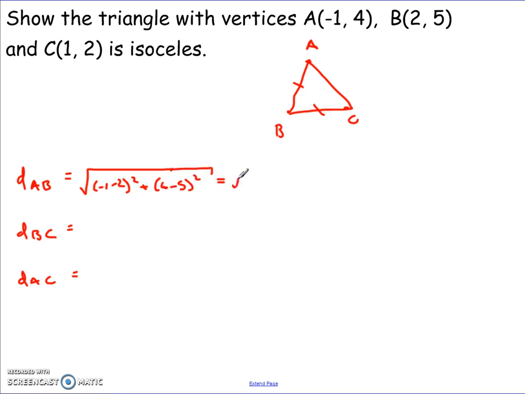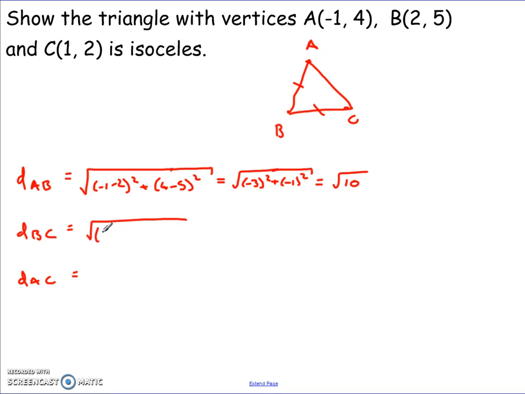So negative 1 take away 2, so that's negative 3 squared, plus negative 1 squared. Negative 3 squared is 9. Negative 1 squared is 1. 9 plus 1 gives me the square root of 10. Distance of B to C.